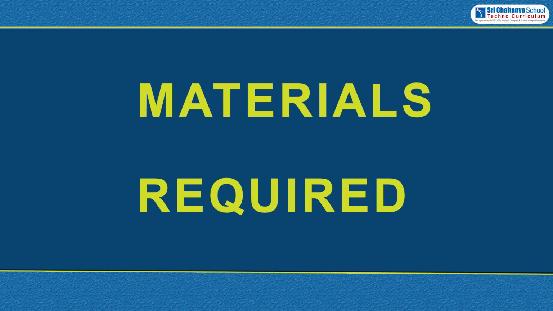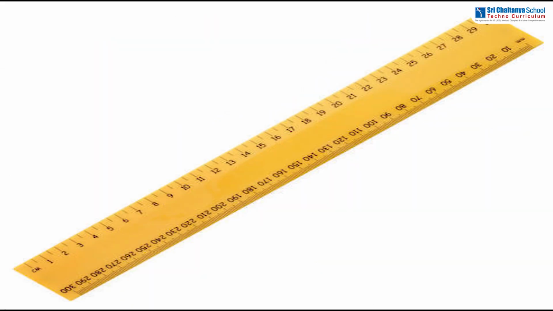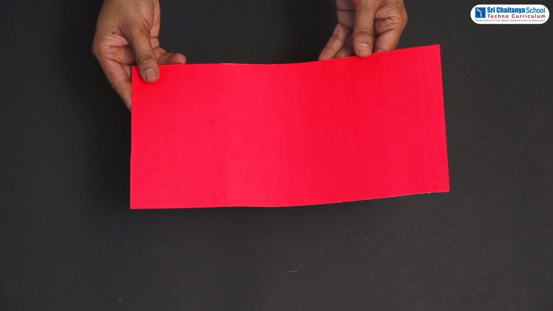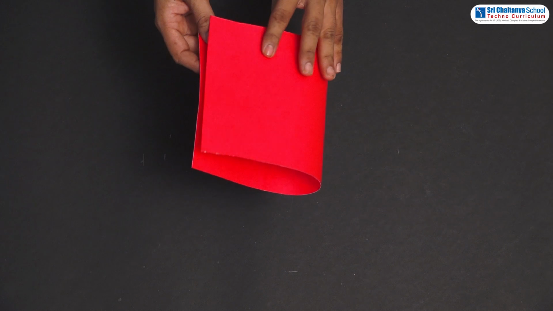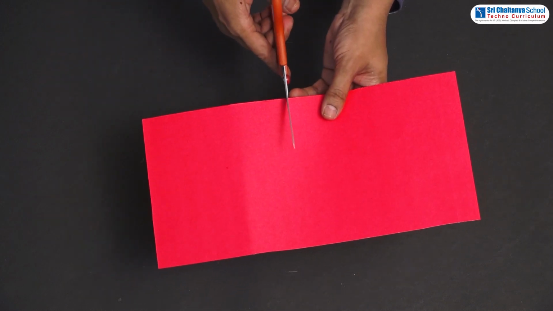To perform this activity, we require some materials. First, let us take some colored charts, a pair of scissors, a scale and pencil, markers and fevistick. Take the colored chart paper and fold it many times in any way. Cut the paper along the folded lines into different shapes.